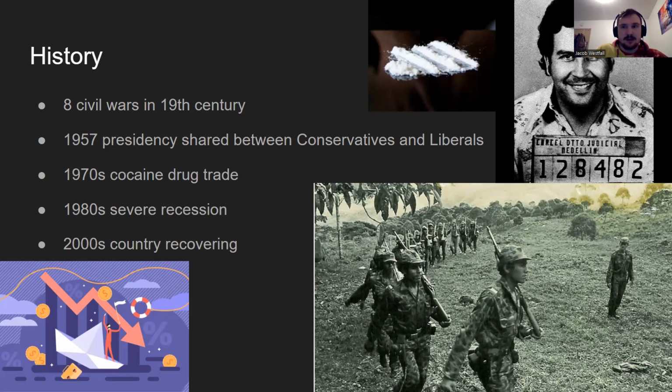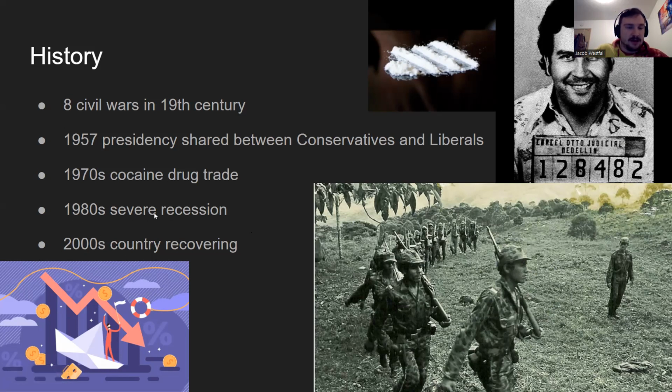As you can see here, Pablo Escobar and his cocaine became very prominent, and eventually that turned into more cartels once Escobar's cartel went down. This here is a picture of some Colombian soldiers during one of their civil wars.